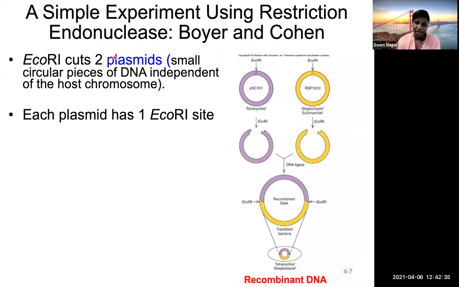So Boyer and Cohen decided to do a very simple experiment to understand how we can use these restriction endonucleases to create a recombinant molecule, a recombinant DNA. As I mentioned the last time, recombinant DNA is the combination of two different sources of DNA or genetic material. They used this restriction enzyme, which is usually referred to as EcoRI. Some people might say EcoR1, but it's really EcoRI that we often refer to this enzyme.